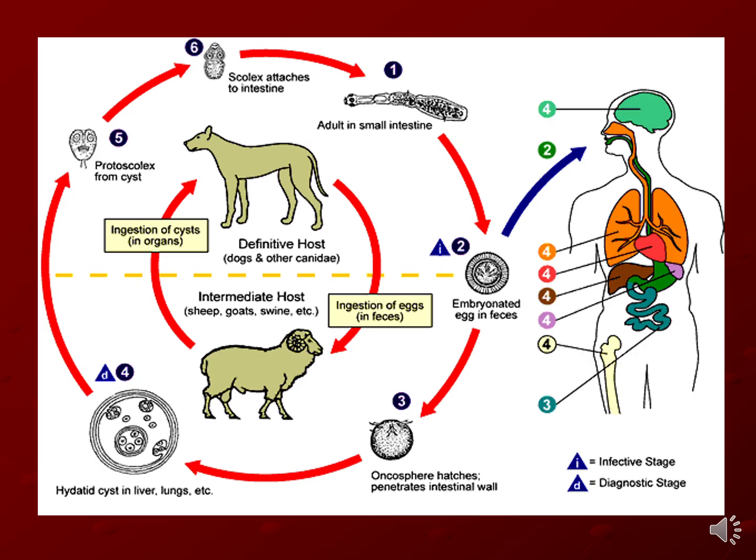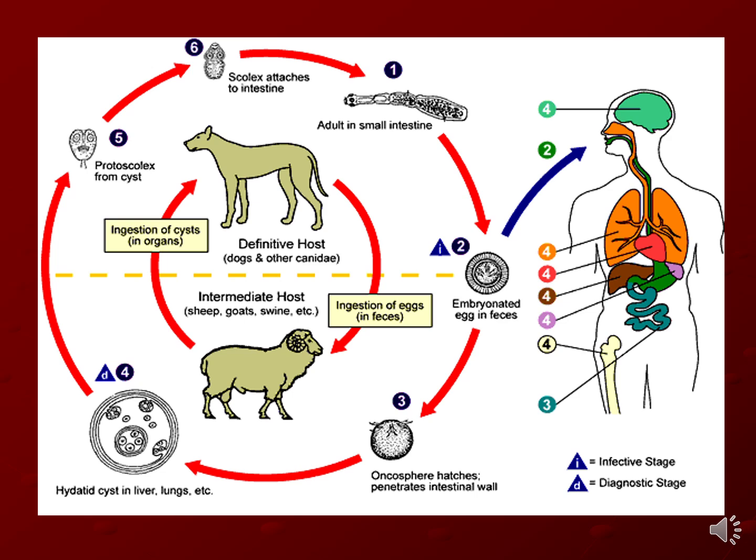In the dog, it's the tapeworm in the intestine, and in the sheep, it develops into a hydatid cyst, which you can see drawn at the left lower corner of the slide. Here we have a hydatid cyst, usually in the liver and the lungs. Okay, but also man can be infected if man ingests the egg.